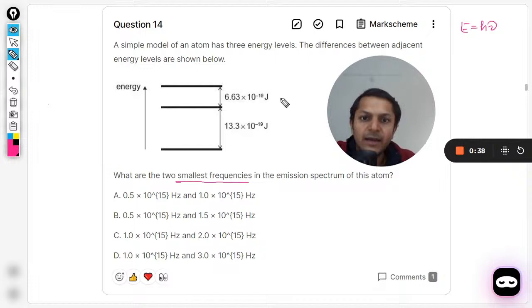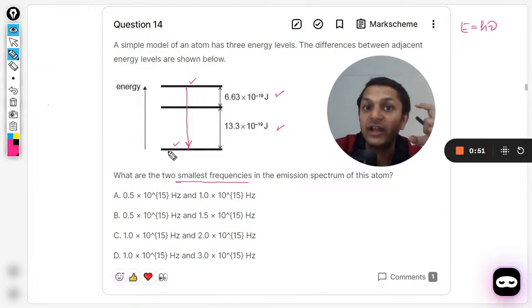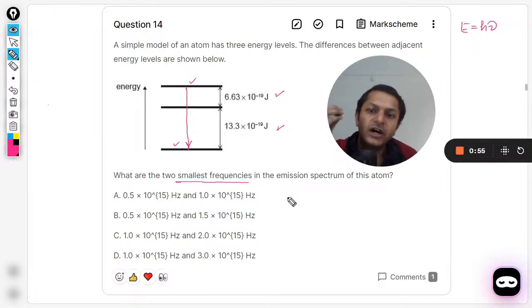So the smallest energy gap can be found in this and this, the smallest frequency, because there is a third possibility also, that the electron is jumping from the third level to the first level, but again the gap of energy will be really very big, so the frequency will be higher for that. But we want to have the 2 smallest, so this is going to be the smallest, then this, and then the third one, but we want to find the last 2. So one is this, another is this.